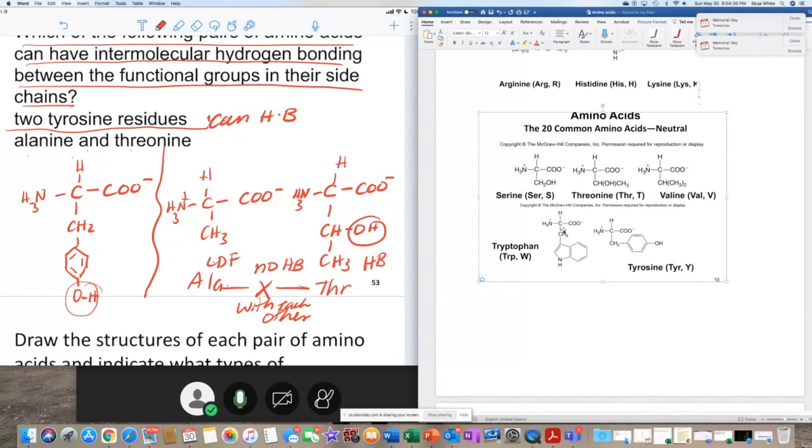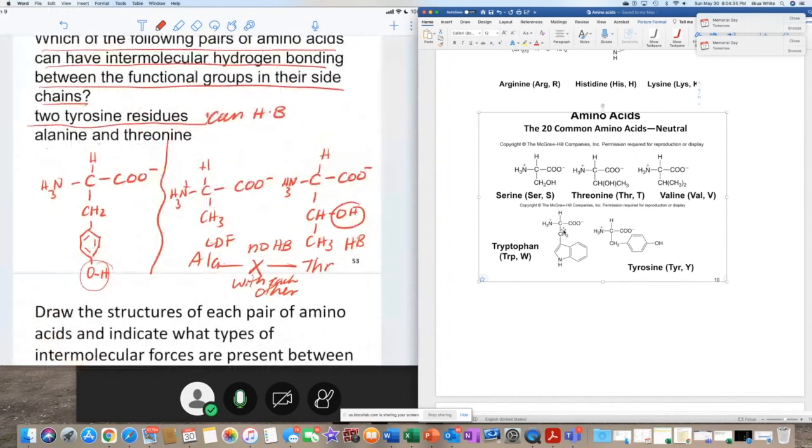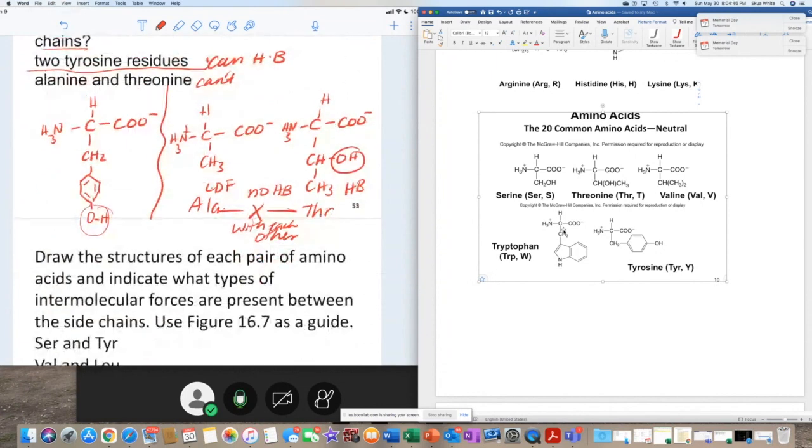Now, 2 threonines can hydrogen bond with each other. They just can't hydrogen bond with an alanine. Okay, so this one can and this one can't, sadly.